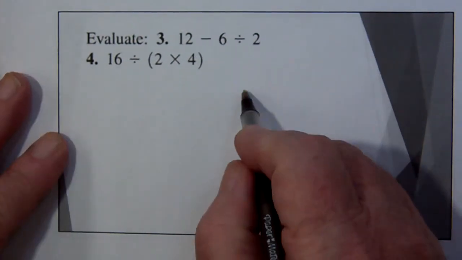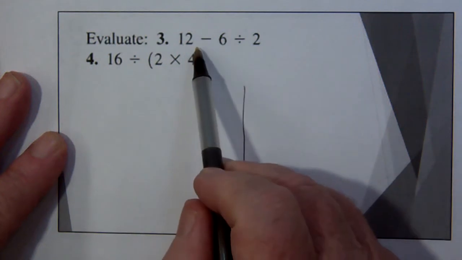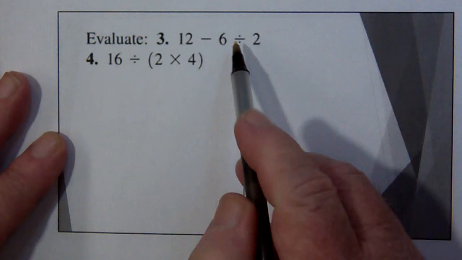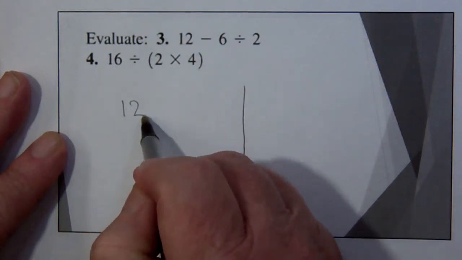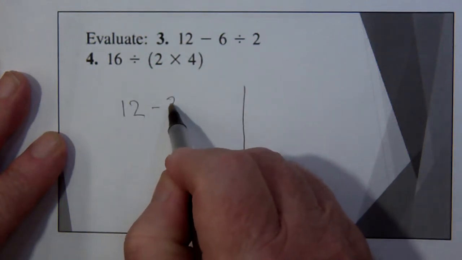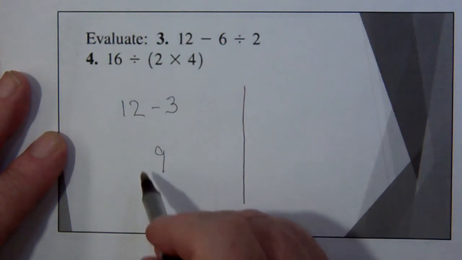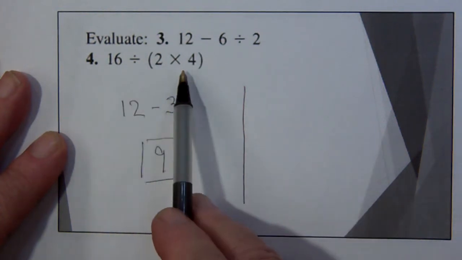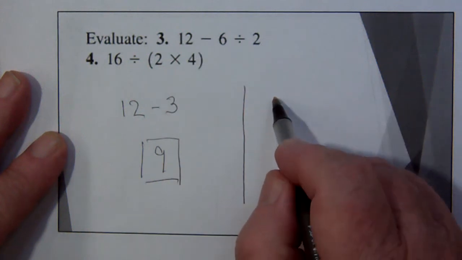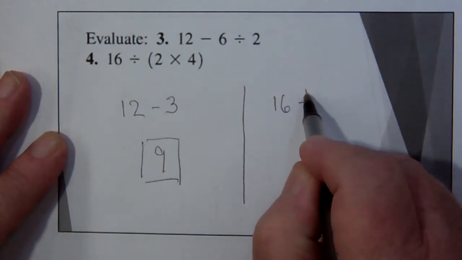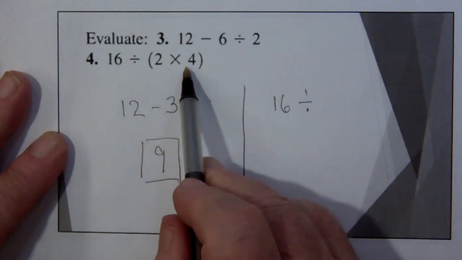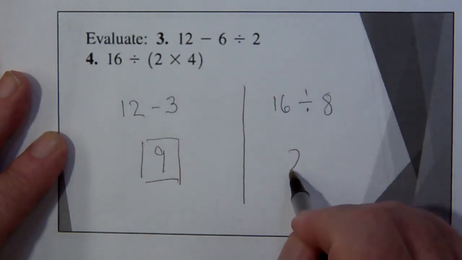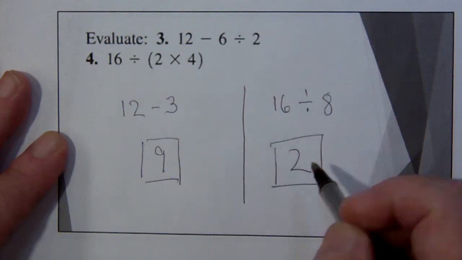Here, in number 3, we're going to have to do the division first. 6 divided by 2 is 3. So the next step would be 12 minus 3, and the answer is going to be 9. Here, we're going to do the innermost parentheses first. So that is going to be 16 divided by, and 4 times 2, we do that first, is 8. So the answer to this problem is going to be 2.